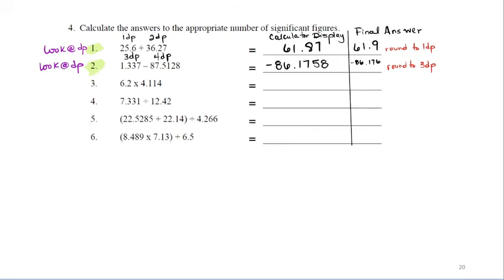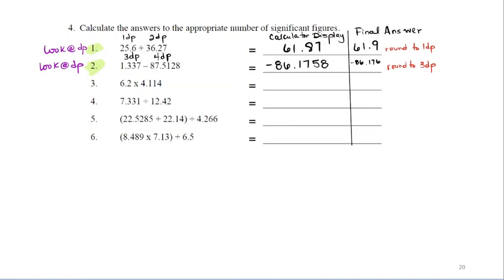Questions about just doing addition and subtraction by itself and significant figures? How do we determine that answer? Any questions? Yes or no? Oh, I saw somebody had a yes. Go ahead, Andy. Hey, Dr. Lewis, I just had a question about how the question was worded. It told us to calculate the answers to the appropriate number of significant figures.